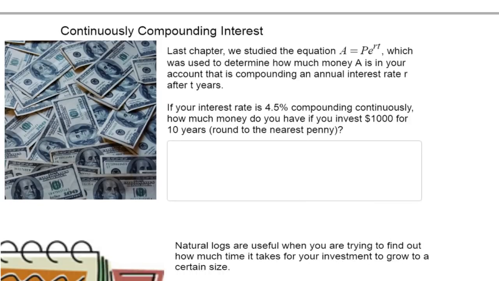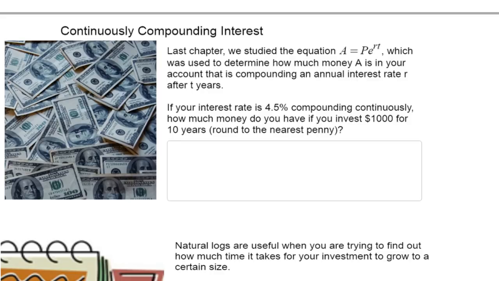Now, remember last chapter we talked about compound interest, and we had that formula we call PERT, principal times e, and then our exponent r times t, where the r is your rate and the t is your time. We could use that to determine how much money is in your account that is compounding at an annual interest rate after t years. So let's review.